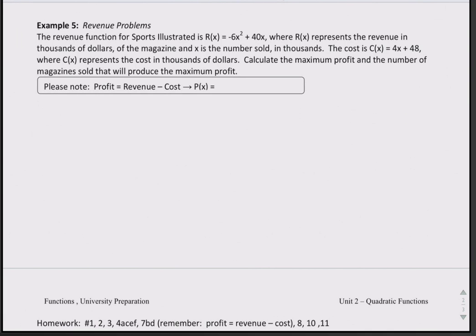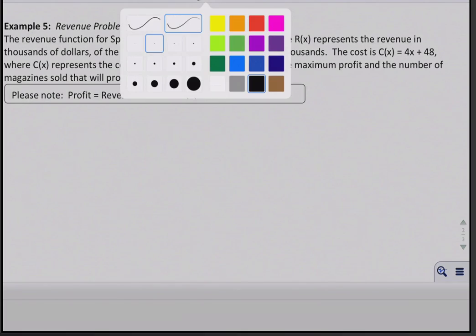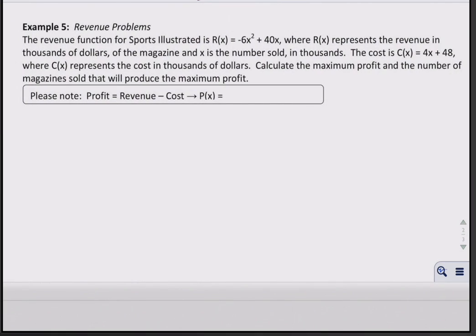Okay, looking at our final example of this lesson, it is a revenue problem. We're looking at the revenue function for Sports Illustrated magazine. Revenue is, again, how much money they have coming in. R(x) represents the revenue sold in thousands of dollars. Keep that in mind.